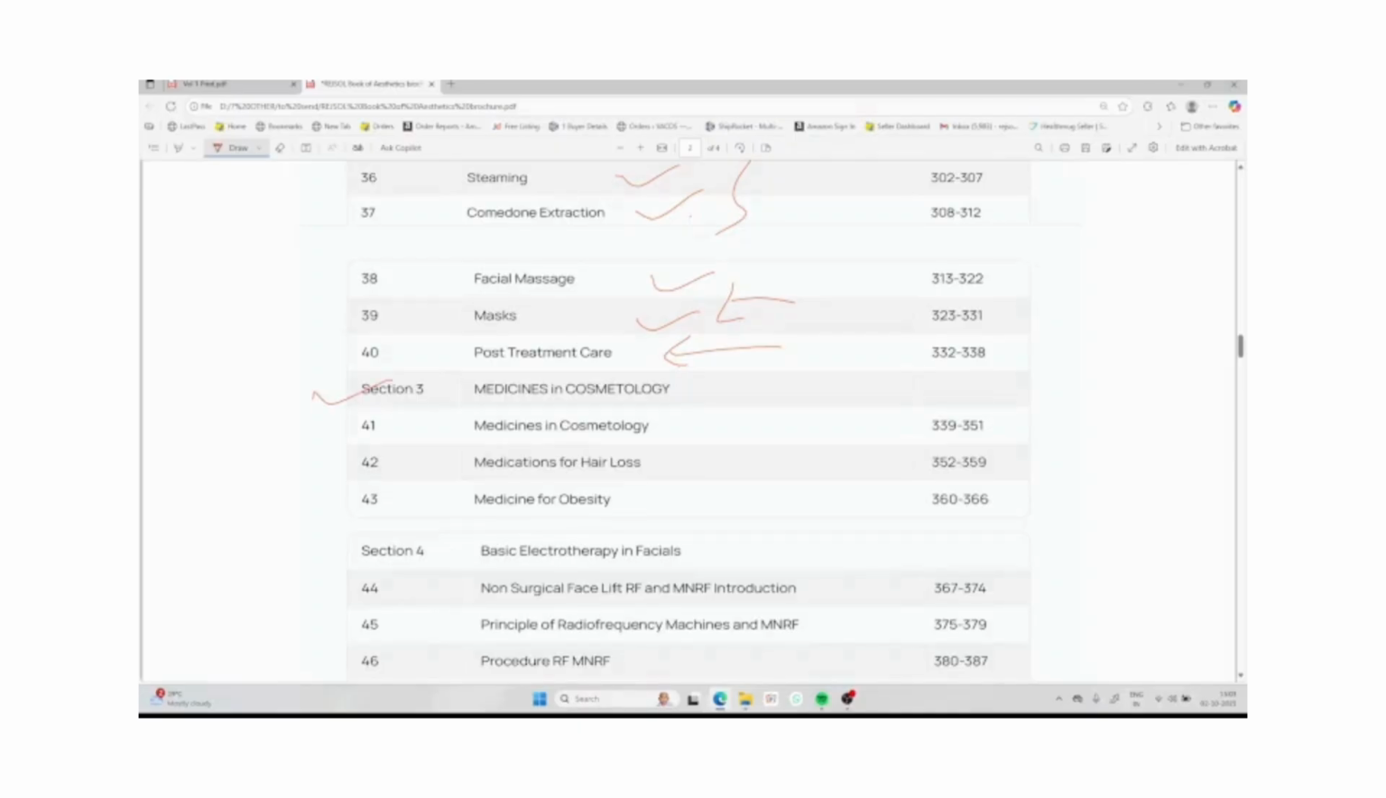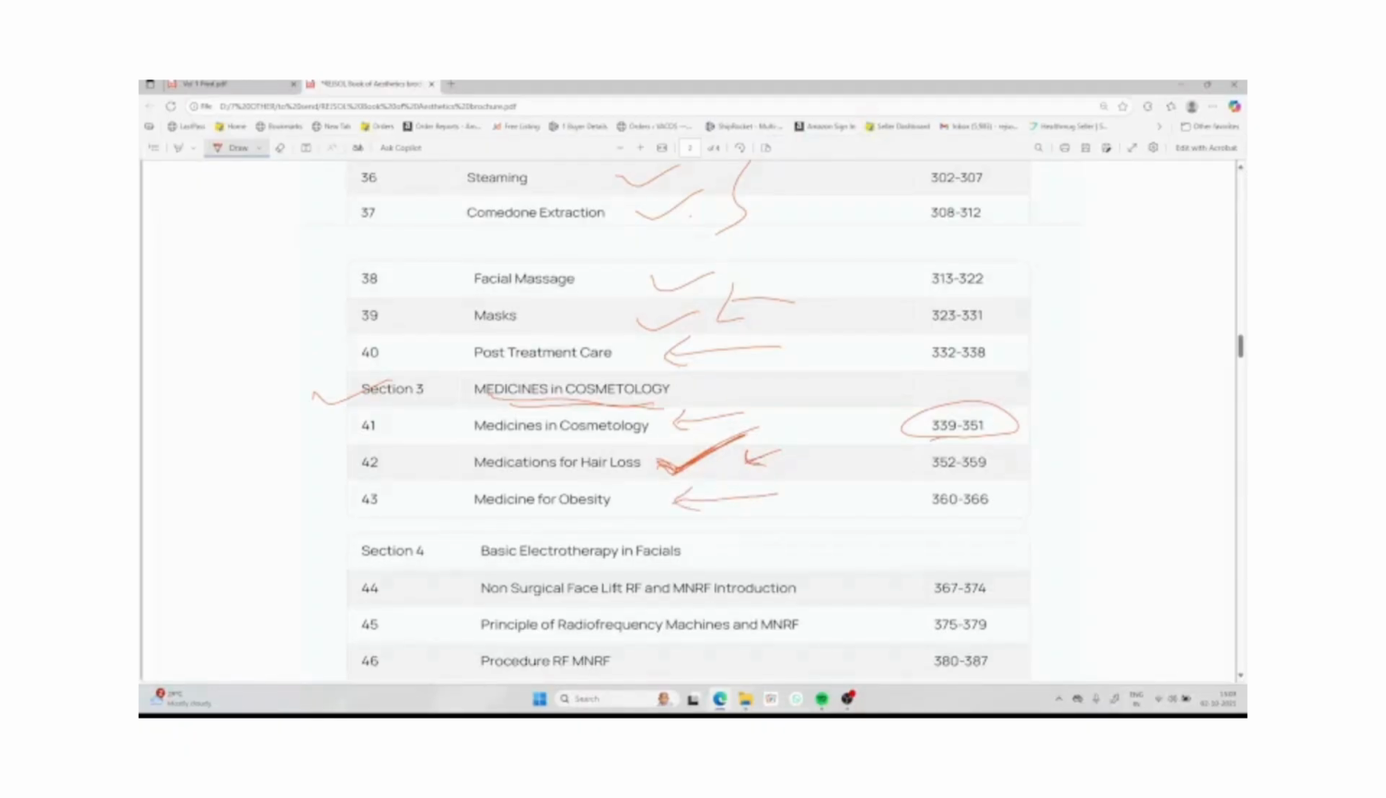Now the section 3 is medicine and cosmetology. So what are the different allopathic medicines that are used in cosmetology? That is discussed in this chapter, page number 339 to 351. And then there are separate chapters for hair loss. What are the different medications, like finasteride and then minoxidil? What are the medications? What precautions should be taken? What are the dosages? Everything is given in this chapter.